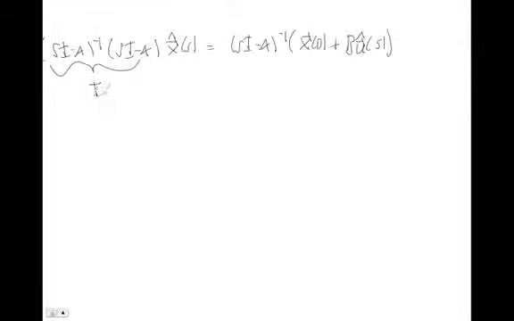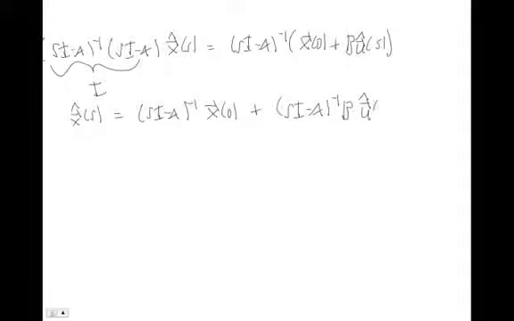So this whole thing here just becomes the identity matrix. But when I take a vector times the identity matrix, I just get that vector back. So this whole thing just becomes x hat of s, and that equals this thing here. So I can write this as (sI minus A) inverse times my initial condition plus (sI minus A) inverse times B times my input function.